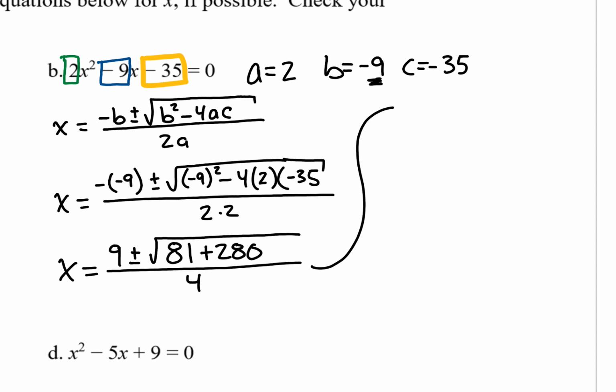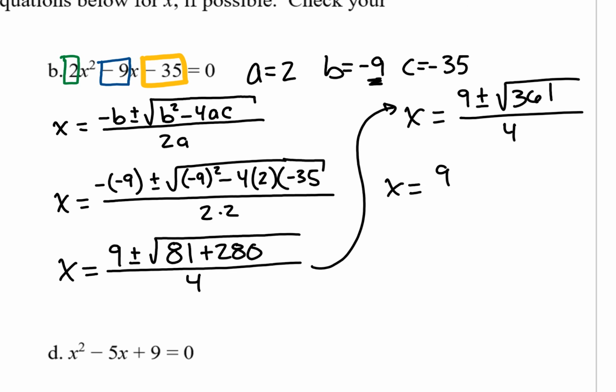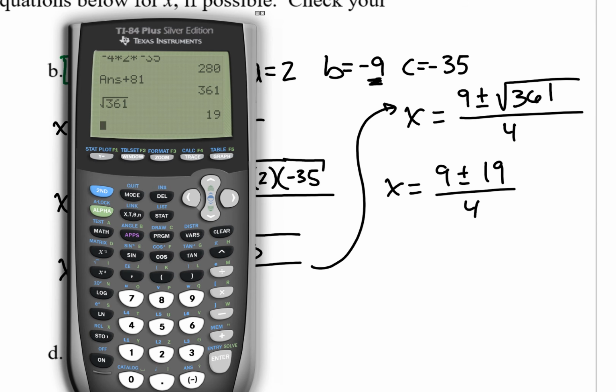So we have now, probably we'll move up here a bit, x is equal to 9 plus or minus the square root of 361, all divided by 4. So x is equal to 9 plus or minus 19 over 4. So there's two answers here. At this point, I'm going to use my calculator.